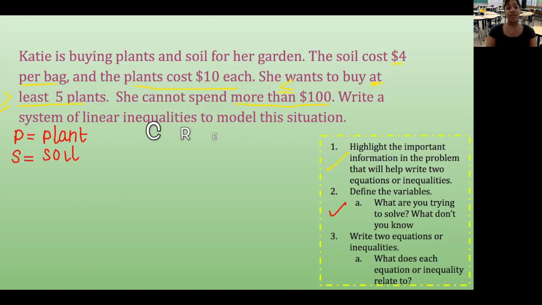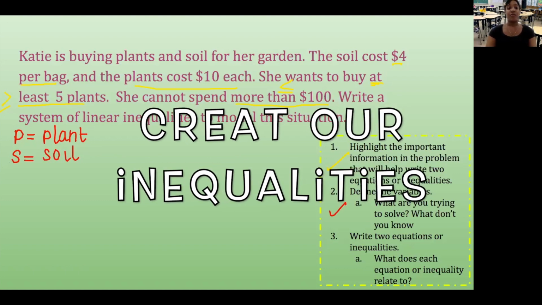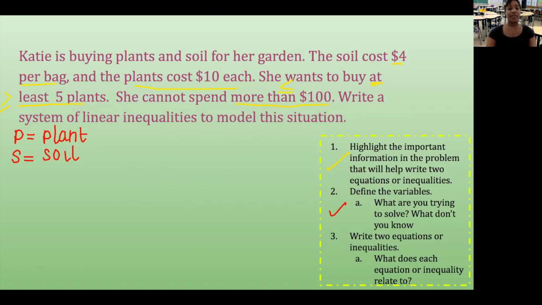Lastly, we need to create our inequalities. So we know that she's trying to buy plants. So we know that she can only spend up to $100. And then we know that she's buying soil and plants. So soil costs $4 a bag, and plants cost $10 each. And now we just need to figure out which symbol goes in between.